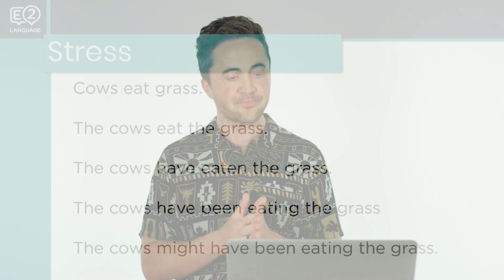But then we can even add more complexity to this when I say the cows have eaten the grass. The cows have eaten the grass. But I still am emphasizing particular words. Cows and grass, as we'll find out in a second, are meaningful words, so they have more stress. And those little grammatical words like the and have start to sort of almost disappear, or they're really stuck together there. Let's increase the complexity yet again.